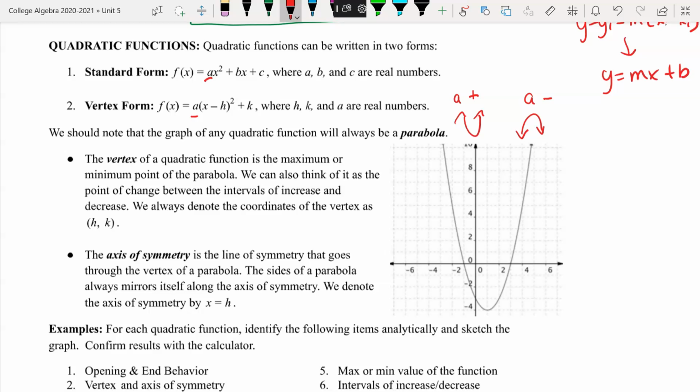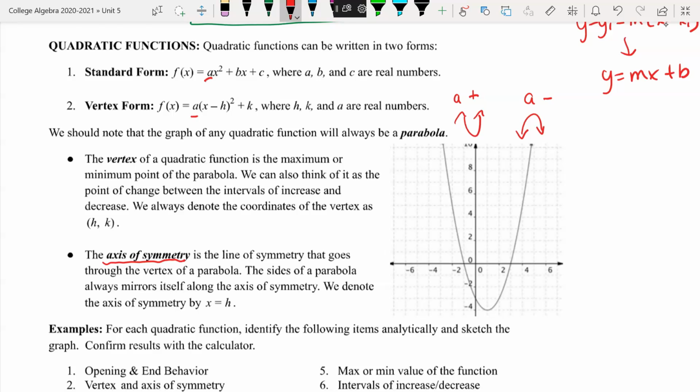So the vertex of a quadratic function is the maximum or minimum point of the parabola. We can also think of it as the point of change between the intervals of increase and decrease. We always denote the coordinates of the vertex as h, k. The axis of symmetry is a line of symmetry that goes through the vertex of the parabola. The sides of a parabola always mirror itself along the axis of symmetry. We denote the axis of symmetry by x equals h. Axis of symmetry is really important if you're going to graph these.